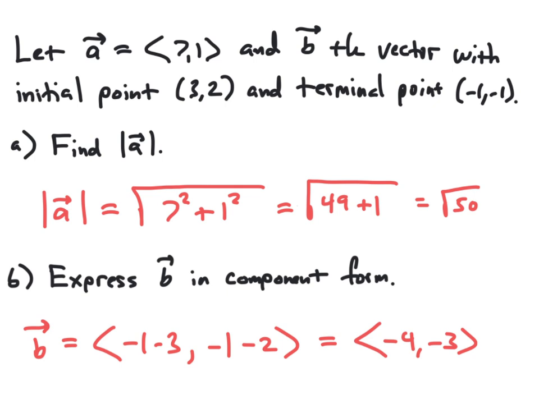To express b in component form, we simply subtract the x coordinates and the y coordinates of the initial point from the terminal point. And so our component form will have the first component of negative 1 minus 3, which is negative 4, and a second component of negative 1 minus 2, which is negative 3. So the component form for vector b will be <-4, -3>.